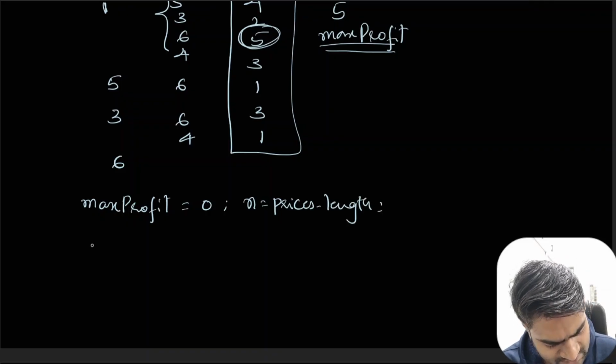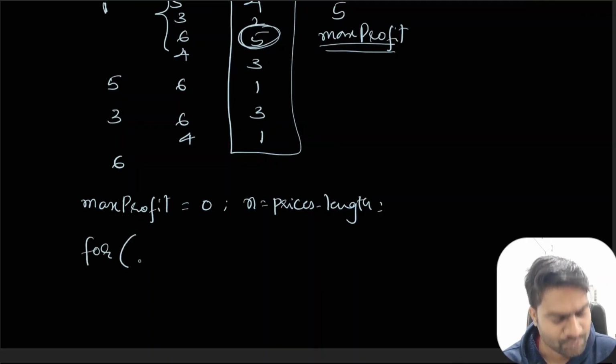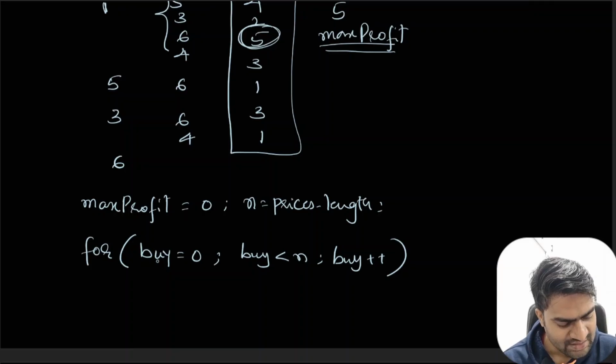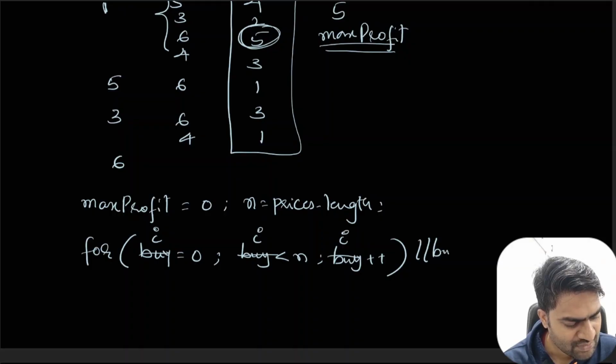Okay. Now what I will do, I will use a for loop. So first for loop is for buying the shares or stock. So buy equal to 0, buy less than n, buy plus plus. Okay. So you can simply take it as i for simplicity. I will take it as i. So this is for buying.